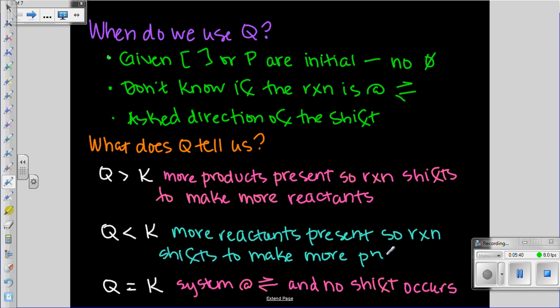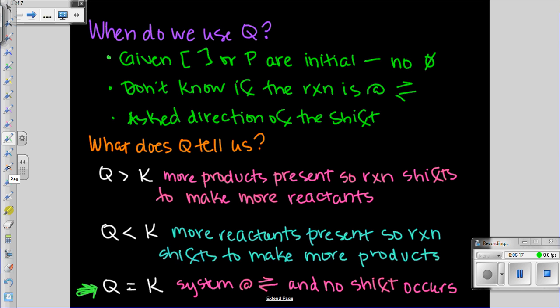So just to recap, if Q is equal to K, we're at equilibrium, there's no shift. In terms of doing math problems, in this last situation, you would just take the pressures or the concentrations that were given and substitute them into the expression. Actually, you wouldn't be doing that because you'd be given K, so your answers would actually be your equilibrium concentrations.